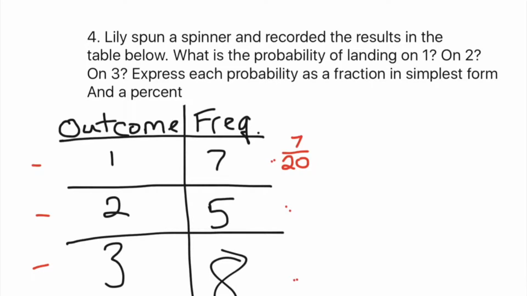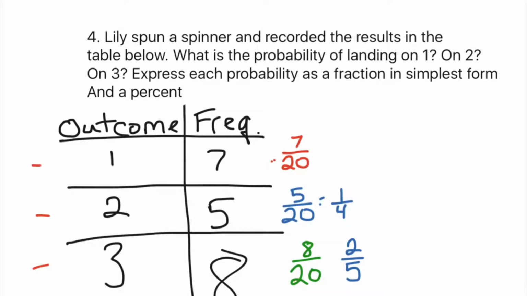The probability of getting a 2 is 2. Oh, I'm sorry. She actually got the 2 5 times, so that's 5 out of 20. And the probability of getting a 3 is 8 out of 20. Now we just need to make sure all of our fractions are in simplest form. So 7 out of 20 stays the same, 5 out of 20 we can reduce to 1/4. 8 out of 20 we can divide both by 4 to get 2/5.